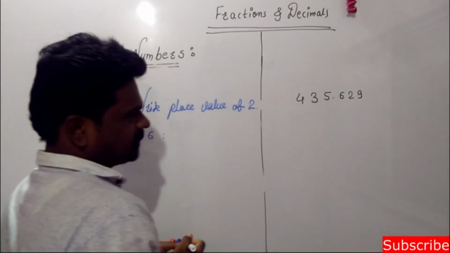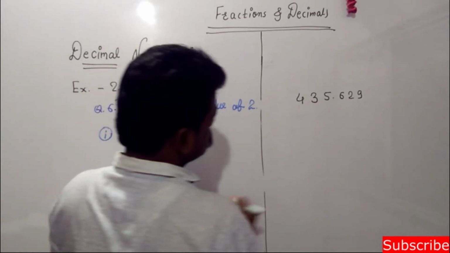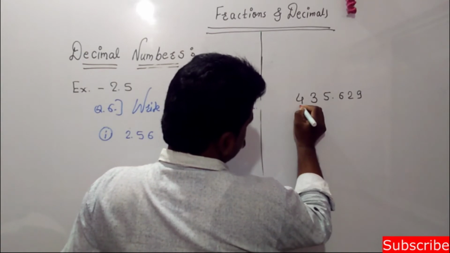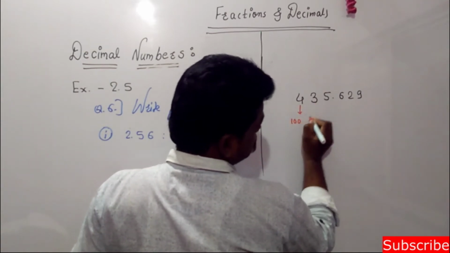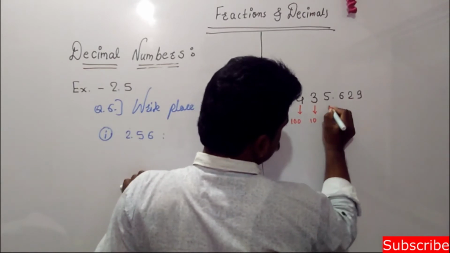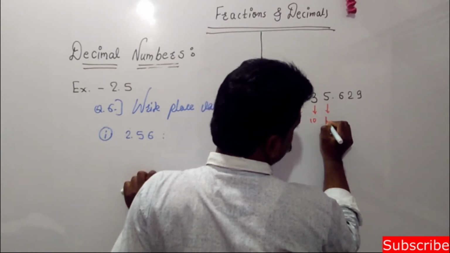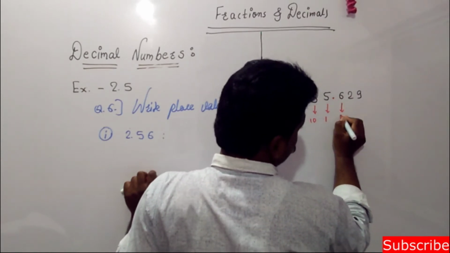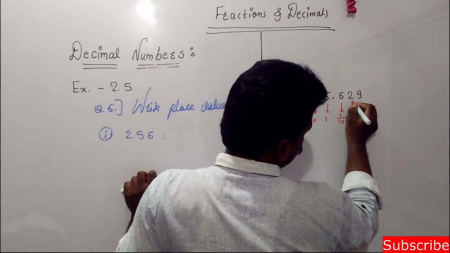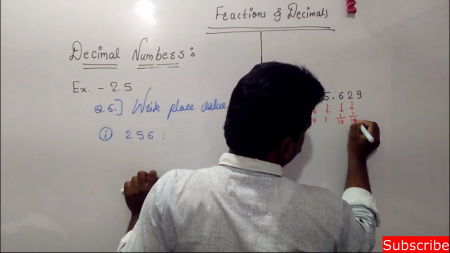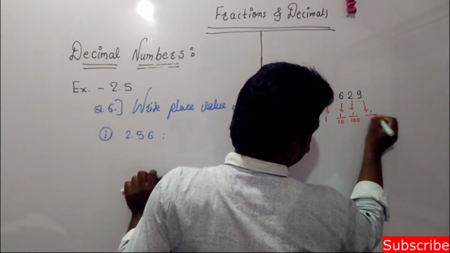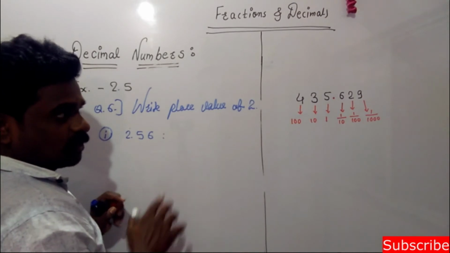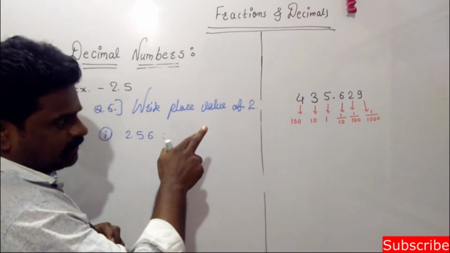435.629. This is the example. So dear students, here you can easily understand. This is your hundreds digit, this is your tens digit, this is your units digit. After the decimal point, this is your tenths digit, this is your hundredths digit, this is your thousandths digit. Okay, fine, no problem. So just remember that in your mind.